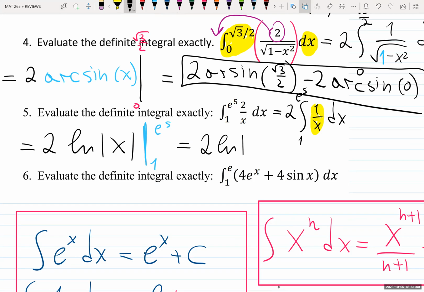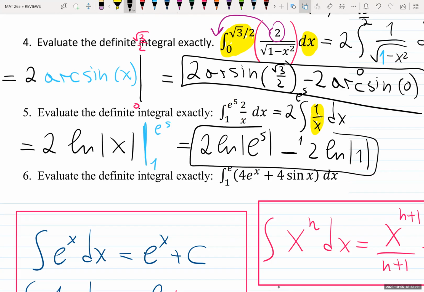So 2 ln absolute value of e to the 5. e to the 5 is not a negative number, so you could drop the absolute value. Minus 2 ln of 1. Same thing as before. If you're hesitant because you're freaking out, type this in. This is the correct answer.